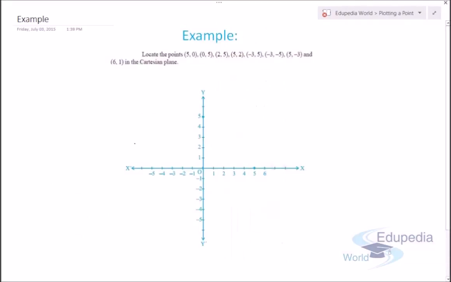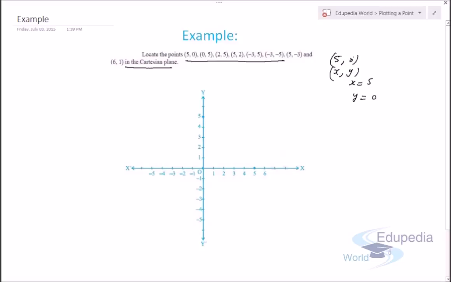Let's discuss the next concept: how you can plot a point on a Cartesian system when the points are given. Suppose the question is we have to locate these points in the Cartesian system. Listen carefully and watch carefully because these types of questions will generally come in the examination. Suppose we have to locate point 5 and 0. Clearly x and y, so the x part is 5 and the y part is 0.